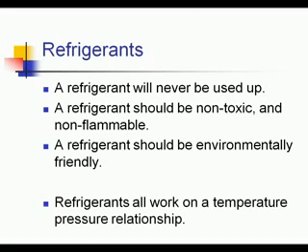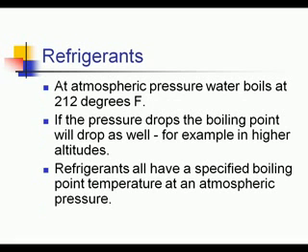Now, refrigerants also have to have some additional components. A refrigerant will never be used up. In other words, it should go round and round in the refrigeration cycle, and unless there's a leak, you should never have to replace it. A refrigerant should be non-toxic and non-flammable. A refrigerant should also be environmentally friendly. Okay, and so all of this is a tall order. So we have certain chemicals that are used in certain places, and these are refrigerants.